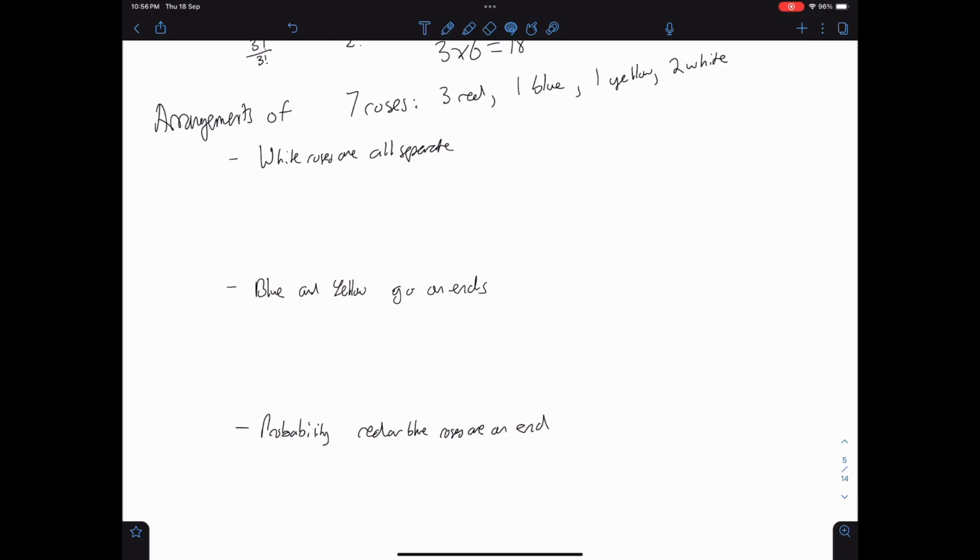So now on to this question about roses. Now, these 7 roses, even though some of them are the same colour, they're not going to all be identical. So with that having been said, let's barrel into the questions.